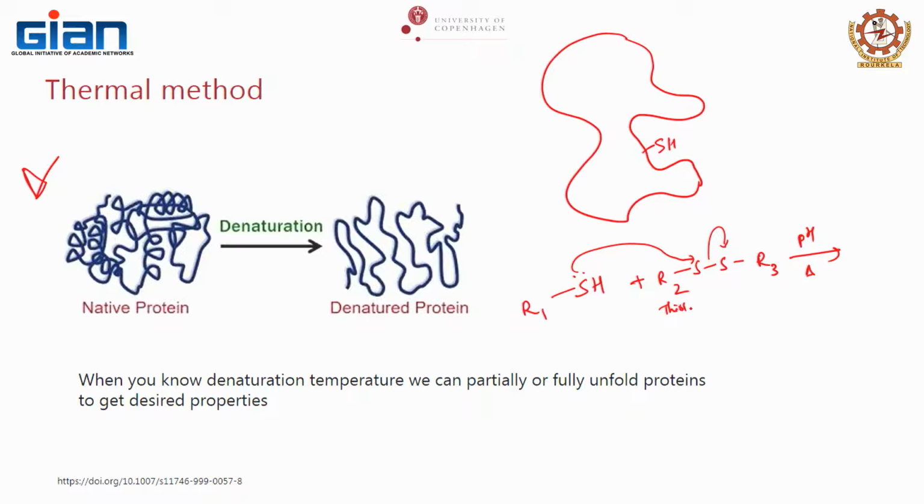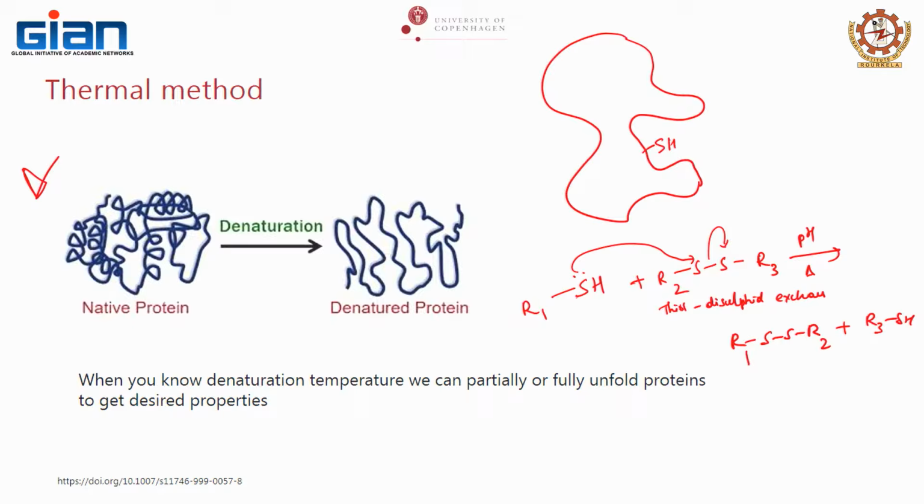Thiol disulfide exchange reaction. Now, what happens is that this thiol group attacks the disulfide bond, and you create a new disulfide bond. Can you see? So, this will be R1 and R2, and a new thiol group is formed. Just keep this example in mind.